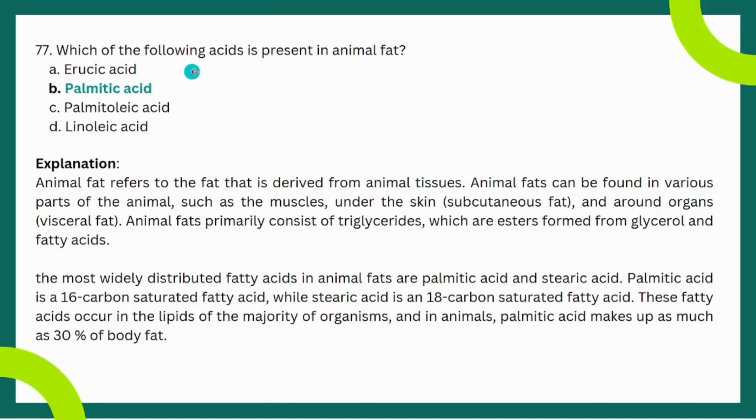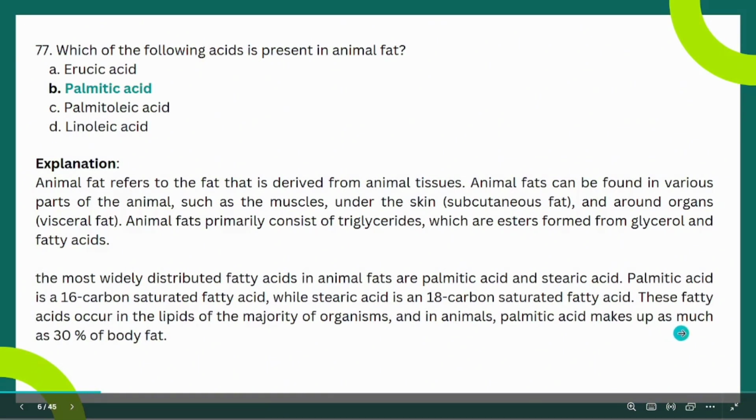Next question. Which of the following acids is present in animal fat? Animal fats refers to the fat that is derived from animal tissues. These animal tissues can be found in various parts of the body. Like vegetable oils, animal fats also primarily consist of triglycerides, which are esters formed from glycerol and fatty acids. Among the most widely distributed fatty acids in animal fats are palmitic acid and stearic acid. On checking the options available, palmitic acid is the right answer. In fact, palmitic acid makes up as much as 30% of the body fat. Here is the reference attached.